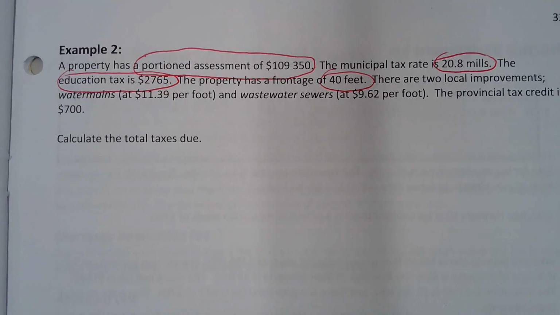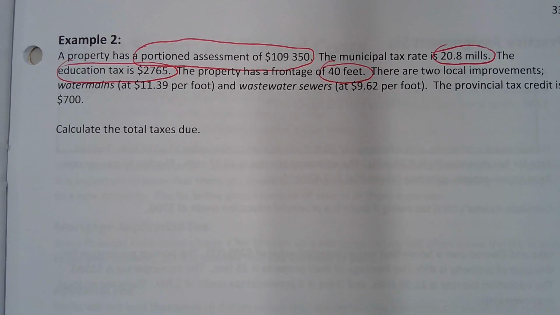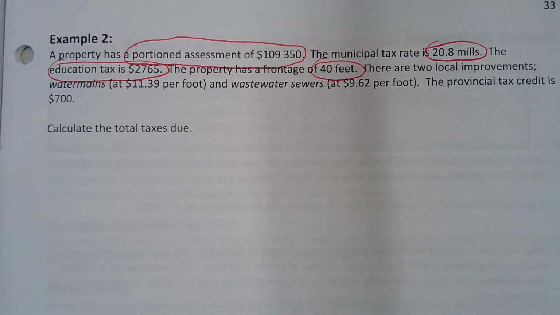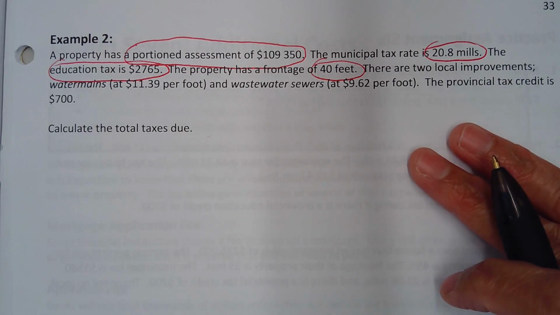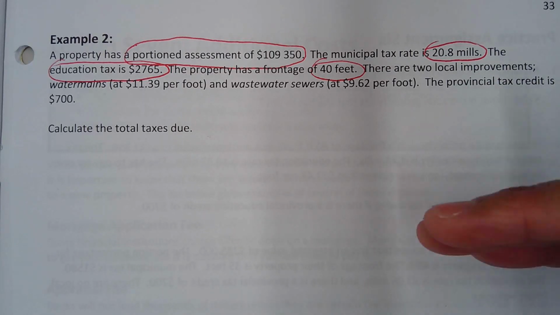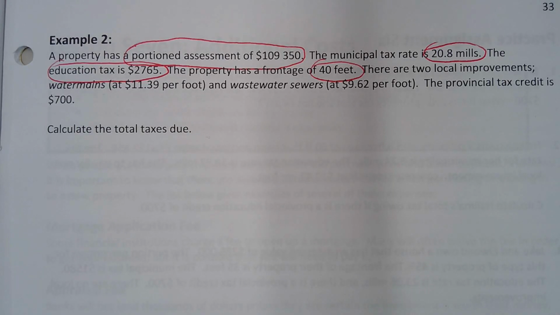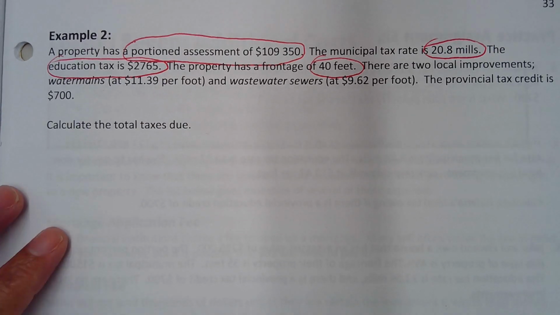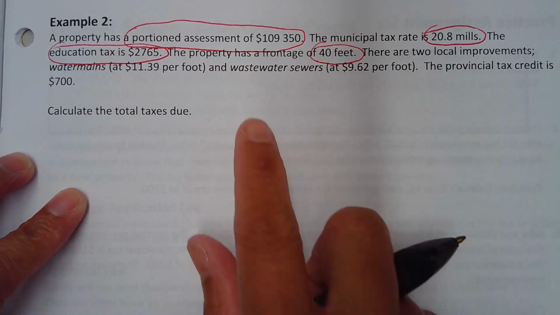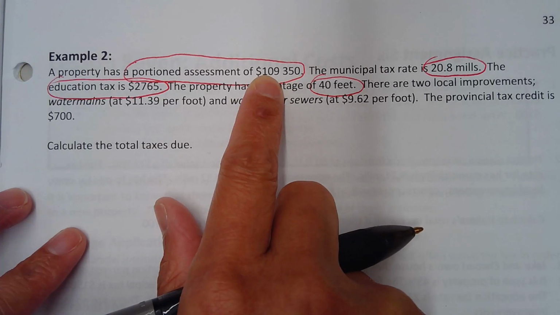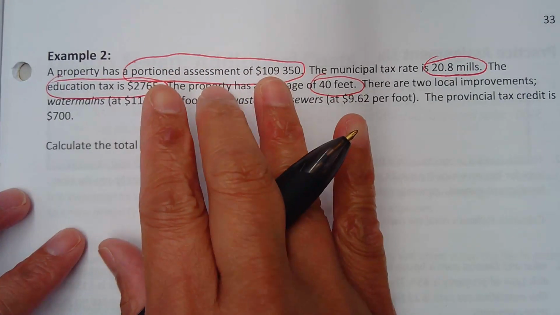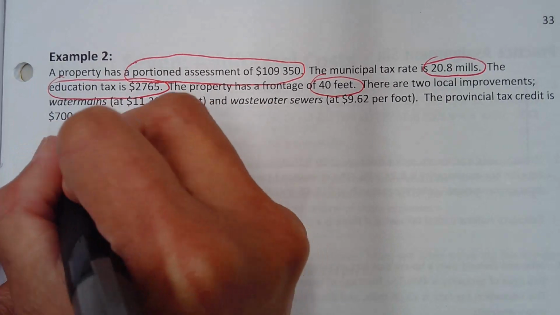Now, as you can see, this question, Example 2, has so much in it, and they don't actually walk us through. It says calculate the taxes. So here we have to do every single step, with no prompts on how to do it. It's just calculate the total taxes. So let's do that. What do we need to do? Well, first of all, this is already a portioned assessment. We don't have to do the portion anymore. We're going to do the municipal tax though.